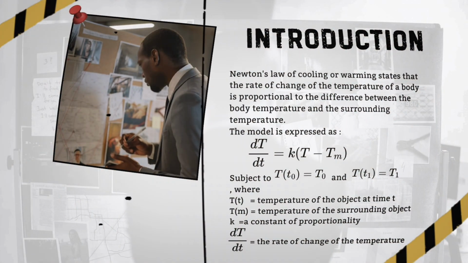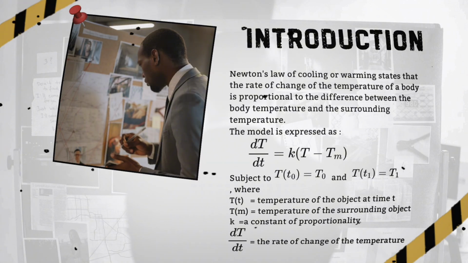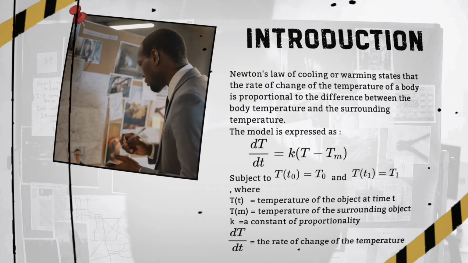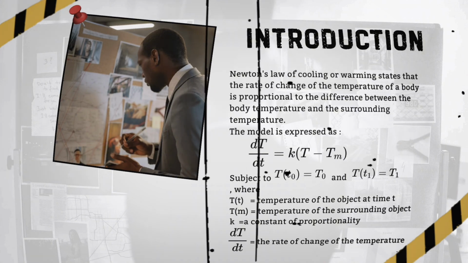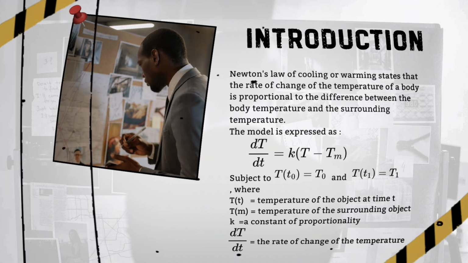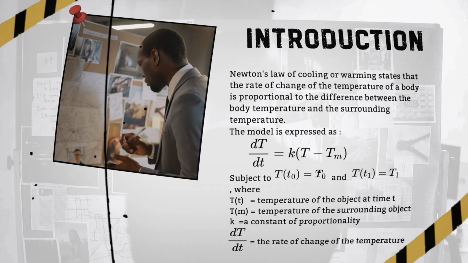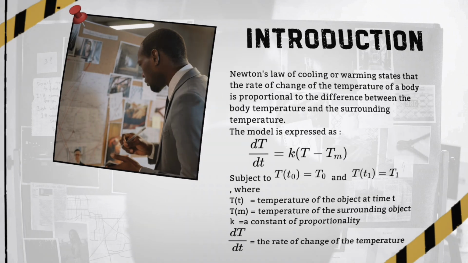So, introduction. Newton's law of cooling or warming states that the rate of change of the temperature of a body is proportional to the difference between the body temperature and the surrounding temperature. The model is expressed as dT over dt equal to k bracket T minus Tm bracket, where T is the temperature of the object at time t, Tm is the temperature of the surrounding, and k is a constant of proportionality, and dT over dt is the rate of change.